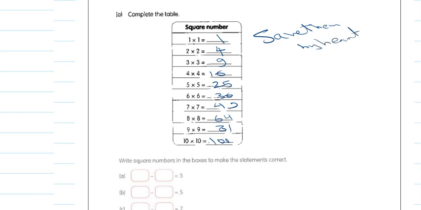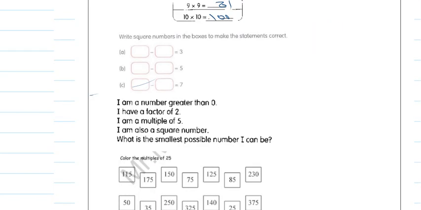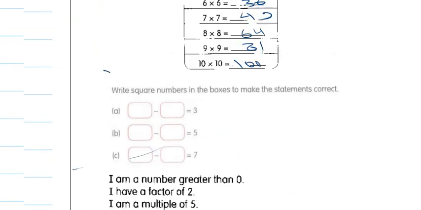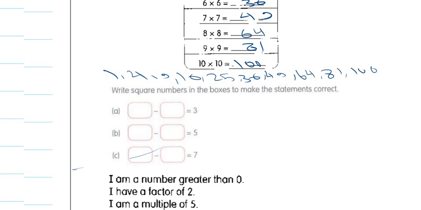1, 4, 9, 16, 25, 36, 49, 64, 81, 100. Write square numbers in the boxes to make each statement true. You can find any two square numbers and subtract them to find the 3. If you write the square numbers again, you can find that 4 minus 1 gives you 3. You can find also 9 minus 4 gives you 5. Or 16 minus 9 gives you 7.